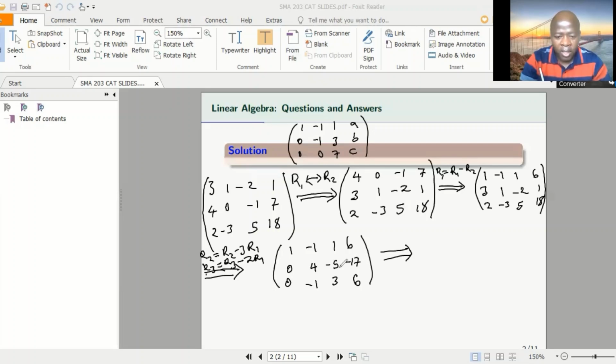What is that option? That option is to interchange row 2 and 3. And that is what I take. Interchange row 2 and row 3. That is what I use in this question. So as I said at the beginning, this question just wants to see whether you can use the elementary row operations. And there are several elementary row operations and you know them. So when I interchange row 2 and row 3, then row 1 remains the way it is. So row 2 now becomes 0, -1, 3, 6. And row 3 becomes 0, 4, -5, -17.